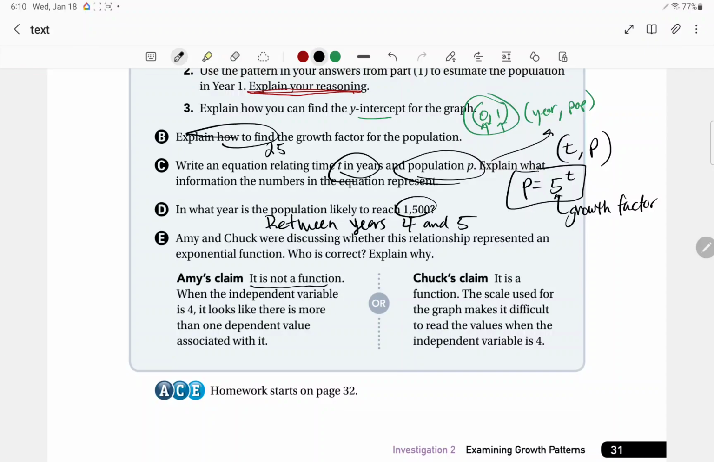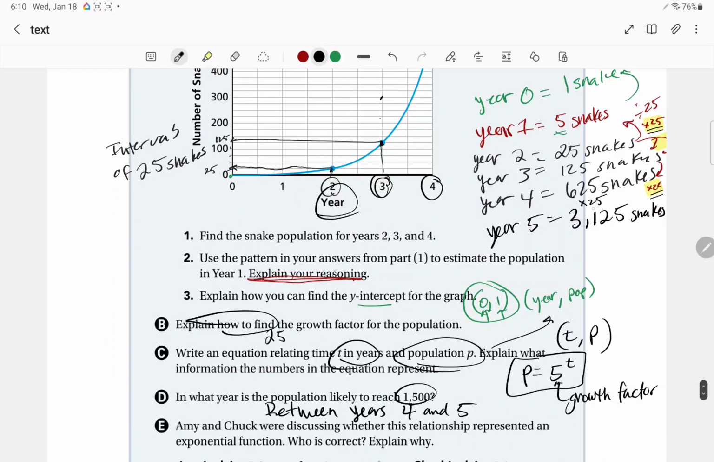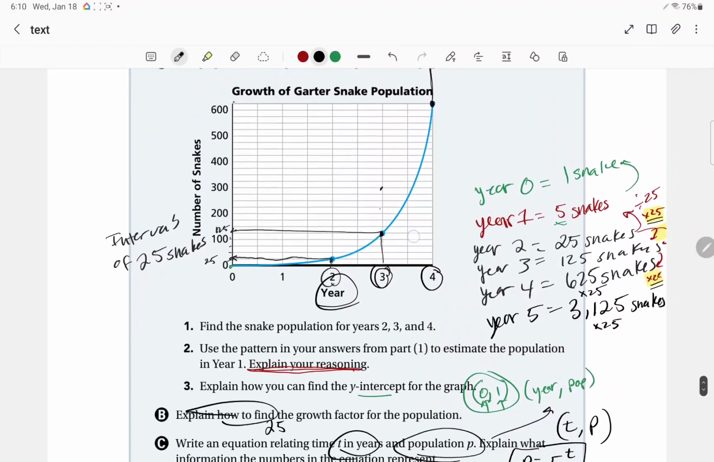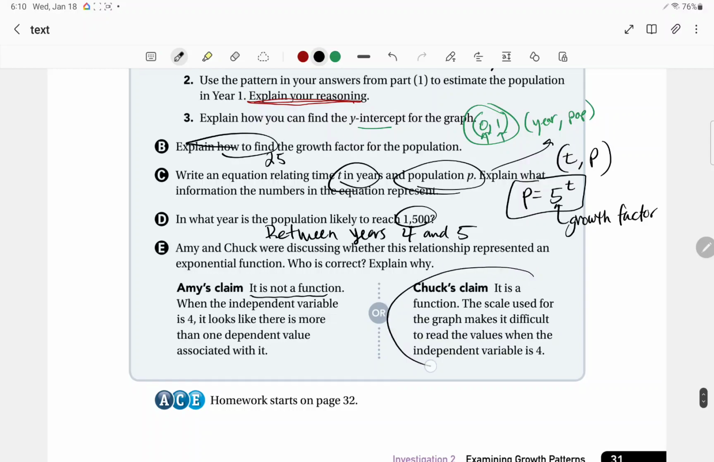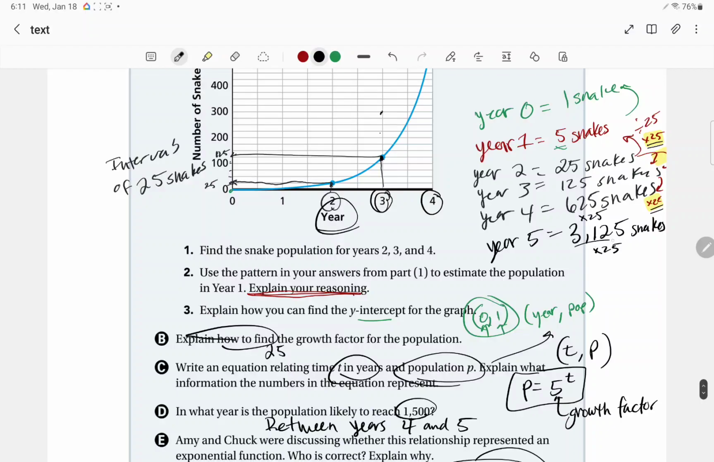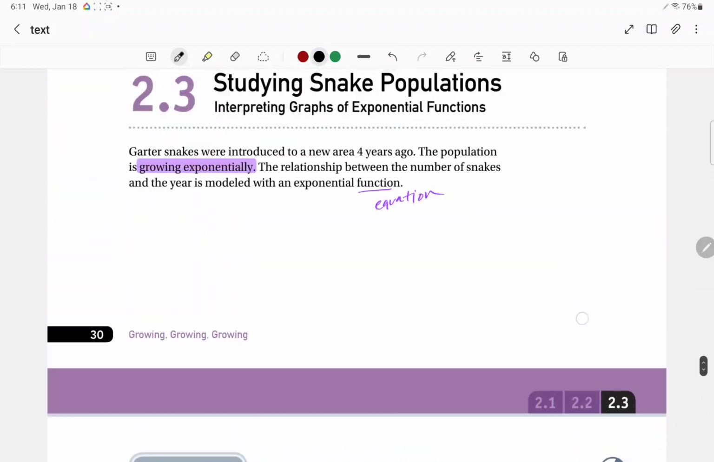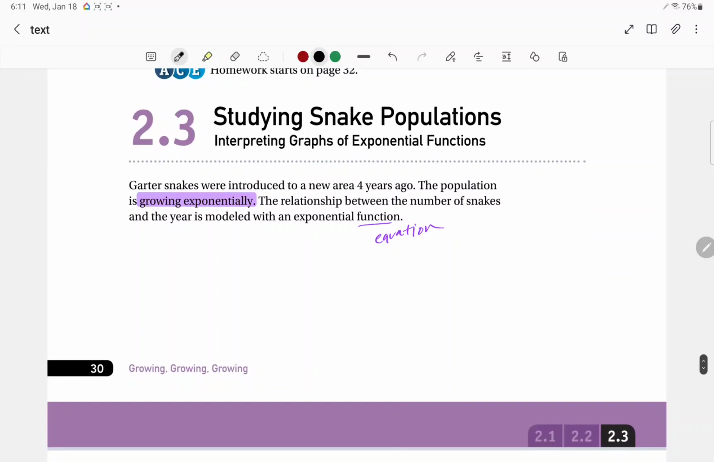It is a function, and it's just the scale of the graph that makes it look like it's going vertical. Right? If you think about these snakes, they are growing so fast that if you don't have the right scale, it's going to look like a vertical function, because when we multiply this by 5, you're going to get a huge number. So in this case, Chuck is correct. It is a function. That population will never repeat on any given year, and so it's always going to be increasing, therefore it's a function. And that is it for 2.3, studying snake populations.